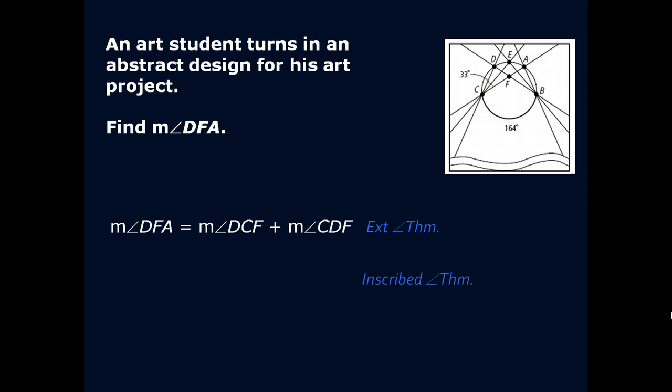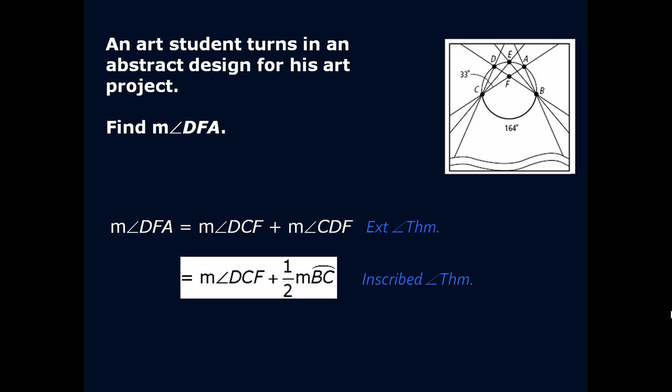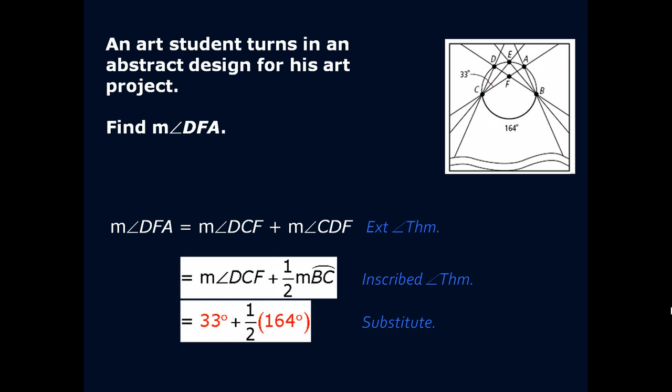The inscribed angles theorem says that the measure of DCF is 1/2 the measure of BC. If we substitute in what we know, the measure of CDF is 33 degrees, plus 1/2 of 164. Simplify, and we get 115 degrees for DFA.